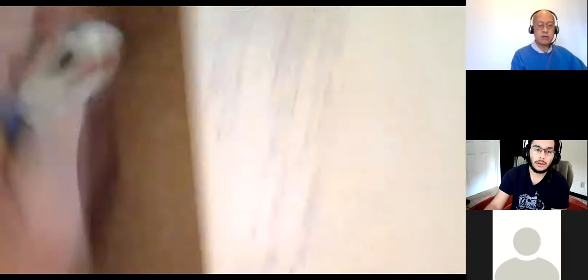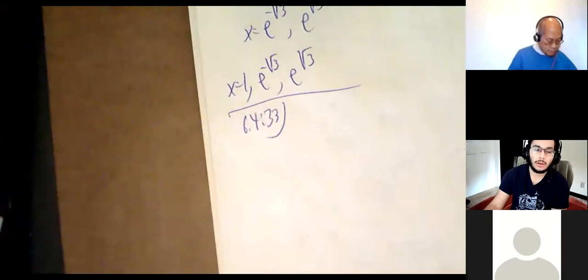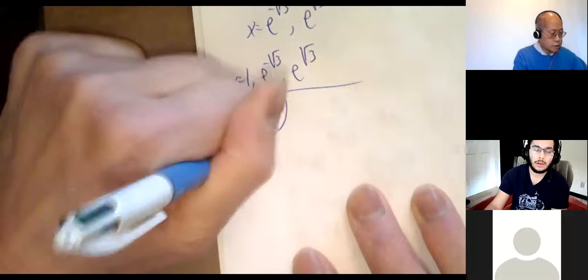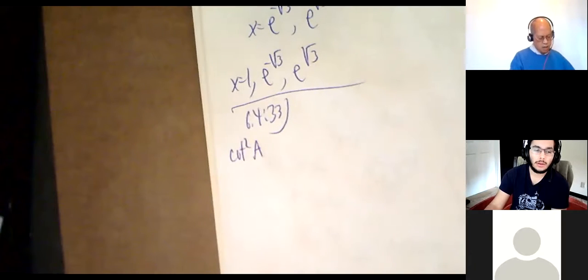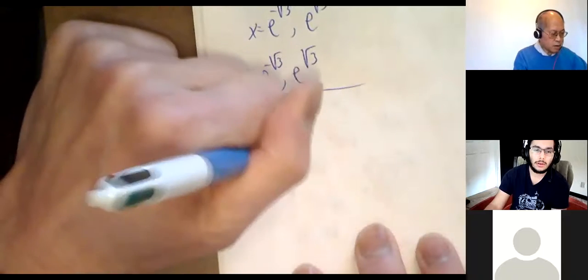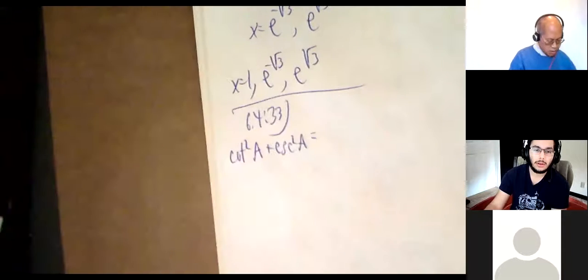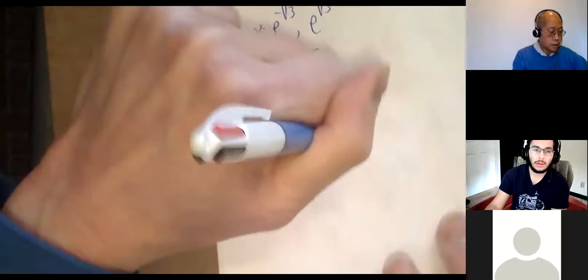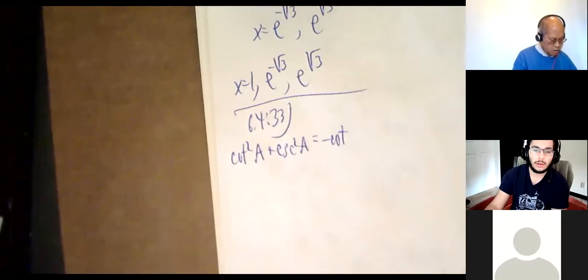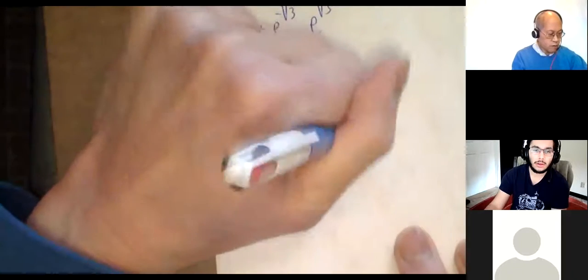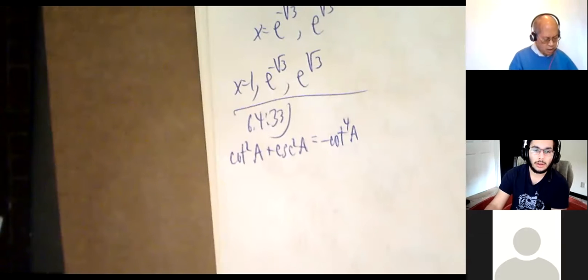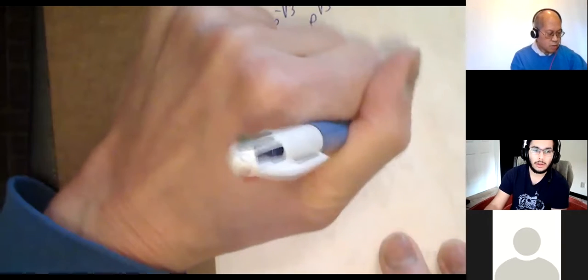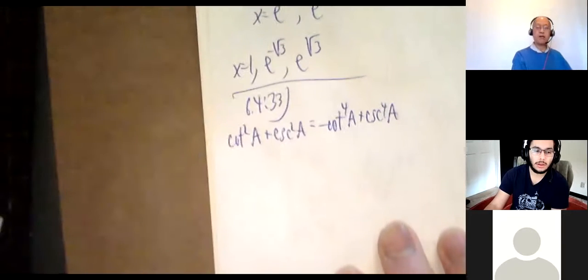For 33. Cotangent squared A plus cosecant squared A equals negative cotangent to the fourth of A plus cosecant to the fourth of A.